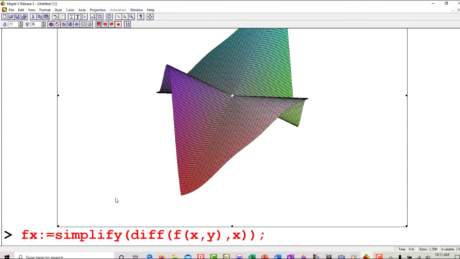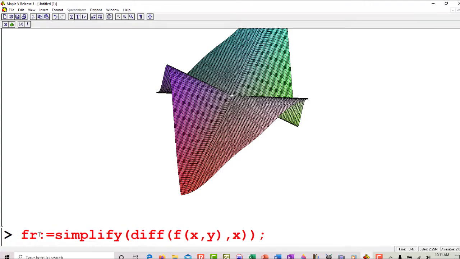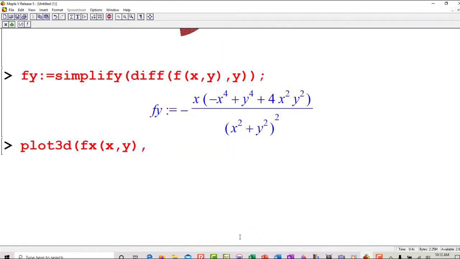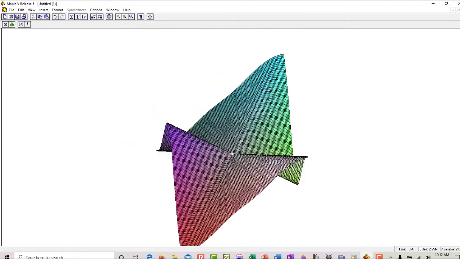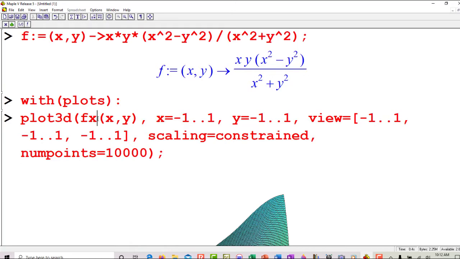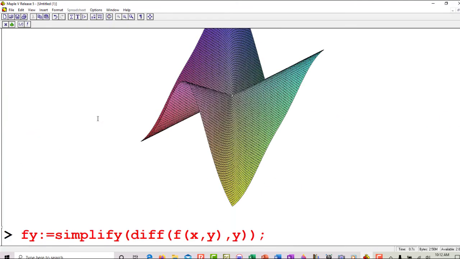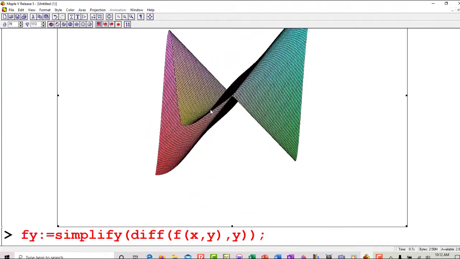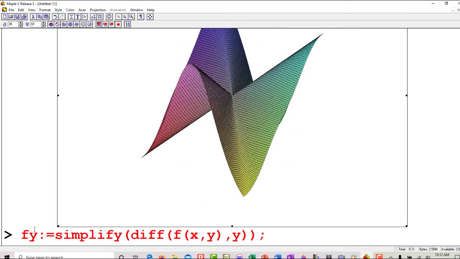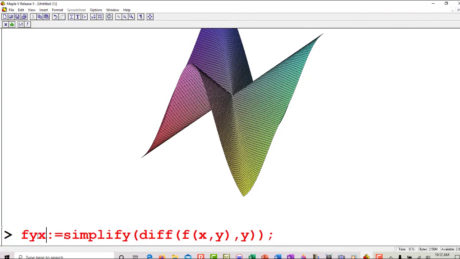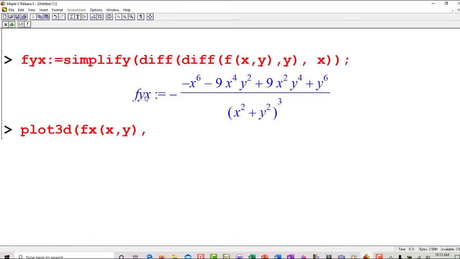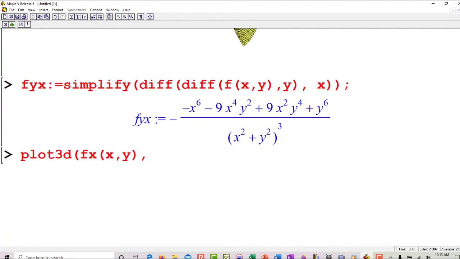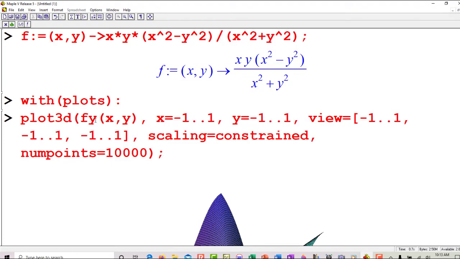So let's look at fy as well. Fy was the derivative with respect to y. That's what we had before, and if we come back here and now plot fy, we have the same kind of thing. The next partial doesn't look like it's going to be differentiable. Let's look at fyx. This is fyx. Let's go back to our plot and plot fyx.